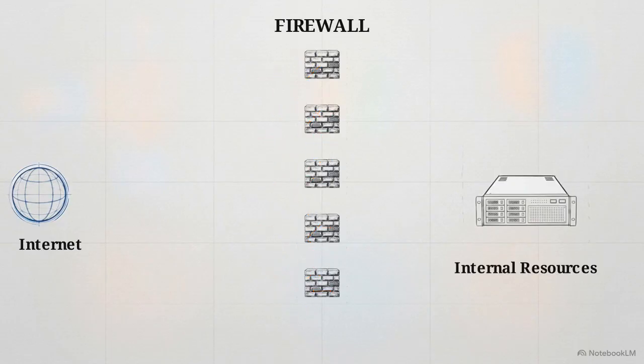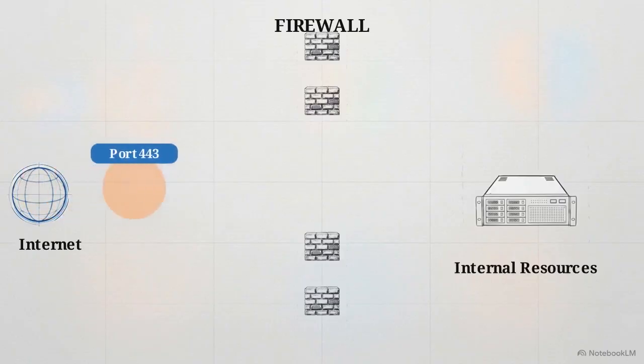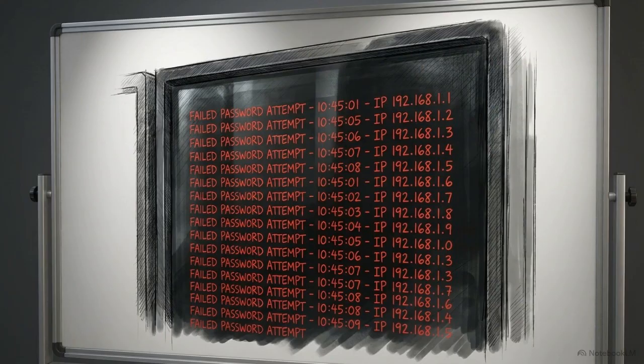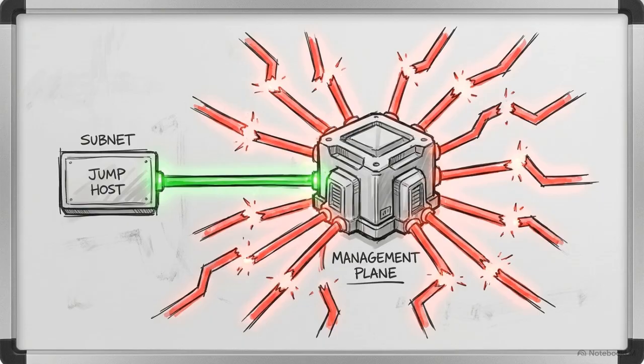For a secure website, the firewall opens an exception for port 443, keeping the perimeter sealed. The highest priority targets for attackers are the administrative interfaces, the management plane, which typically rely on SSH or RDP. Exposing these ports to the open internet invites automated brute force attacks. Administrators secure the management plane by restricting access entirely, ensuring these ports only accept traffic from verified internal jump host subnets.